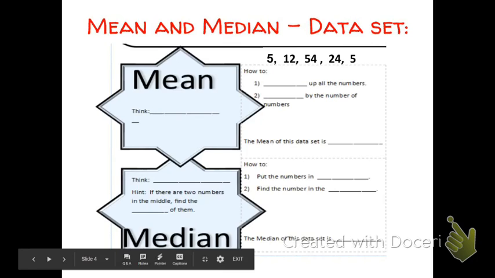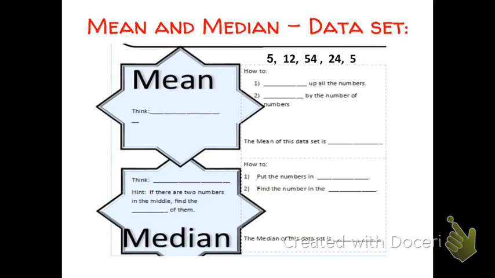The first one is mean. When you see mean, I want you to think of the word average. Think average. So write this on your paper. Mean is the average. Now, here's the how-to. You add up all the numbers and divide by the number of numbers. You add up all the numbers and divide by the number of numbers.